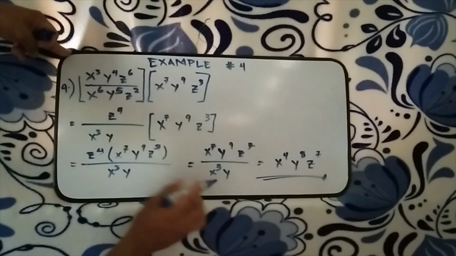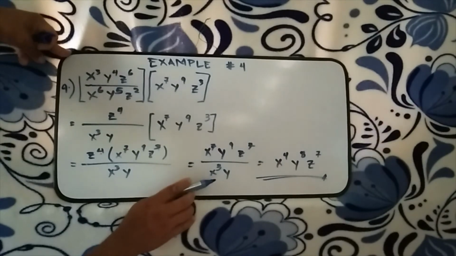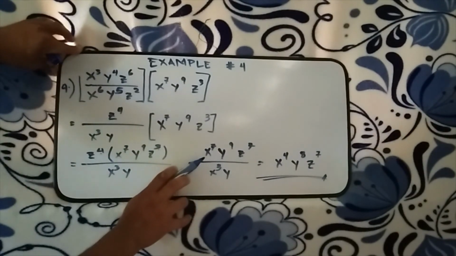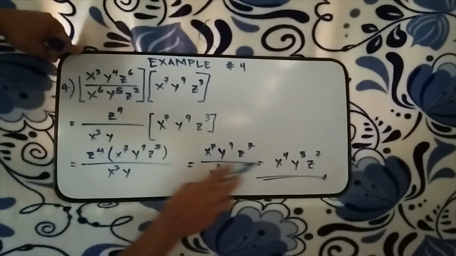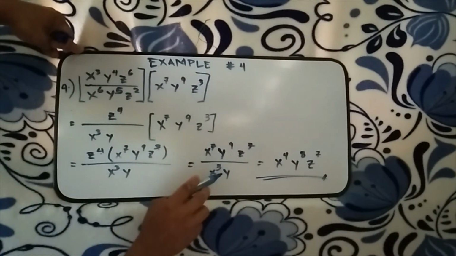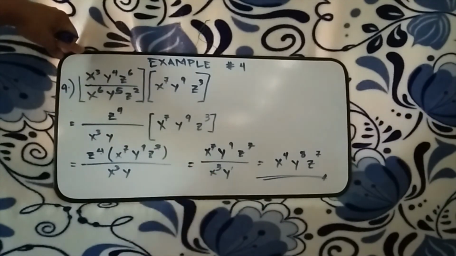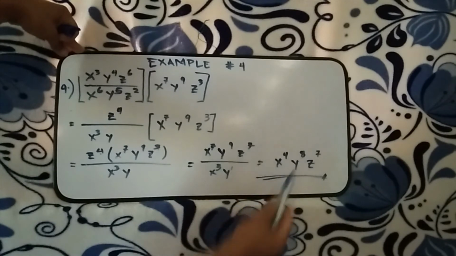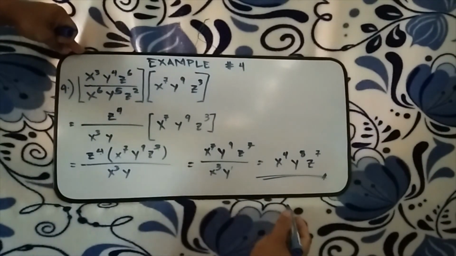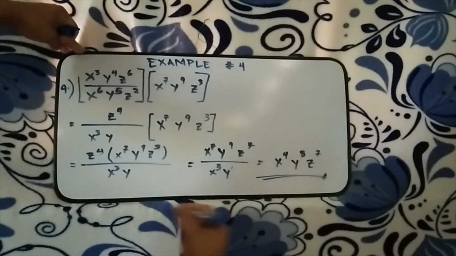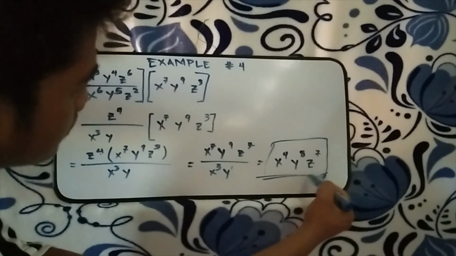X cube y. Ito naman is mayroon na naman tayong x at saka y dito. Ngayon, i-subtract ulit natin. 7 less 3 is 4. 9 less 1, may 1 dito, is 8. Ang final answer is x to the 4th, y to the 8, and z to the 7th power. Yan po yung sagot.